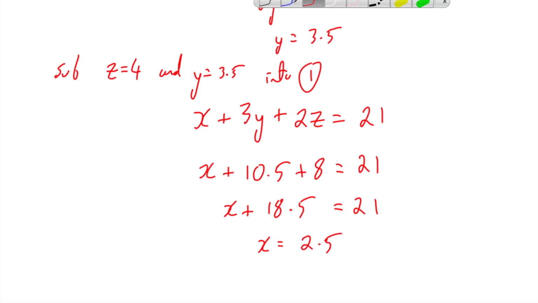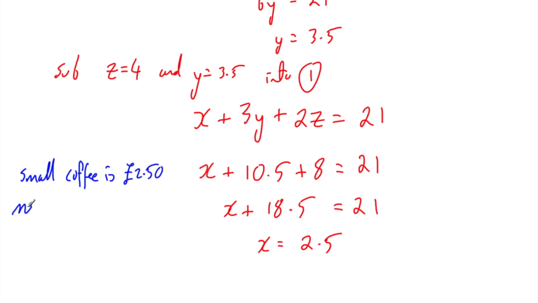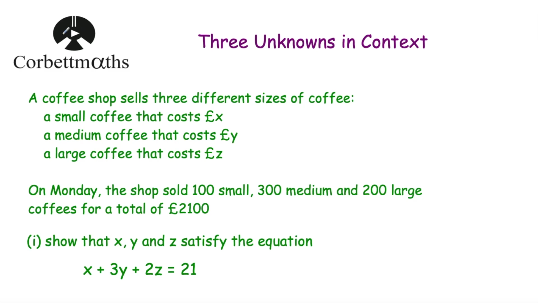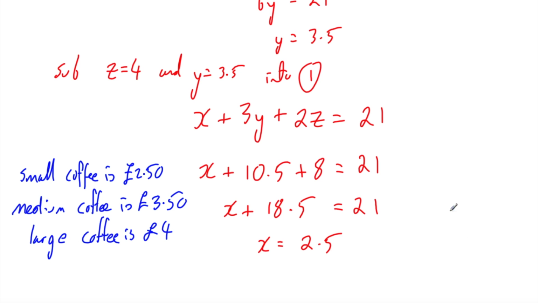So that's great. I'm just going to write these down here. The price of a small coffee is £2.50. A medium coffee is £3.50, and a large coffee is £4. And there'd often be an answer section for you to write that down, usually the bottom right hand corner of the question.